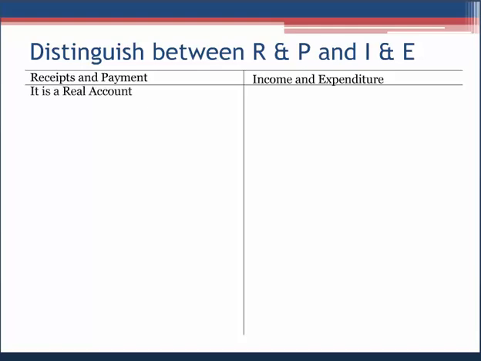T format account. Always love that. One side, the receipts and payments, and second side, the income and expenditure. Point number one. Receipts and payments is a real account. The rule is pretty simple. Debit what comes in, credit what goes out.